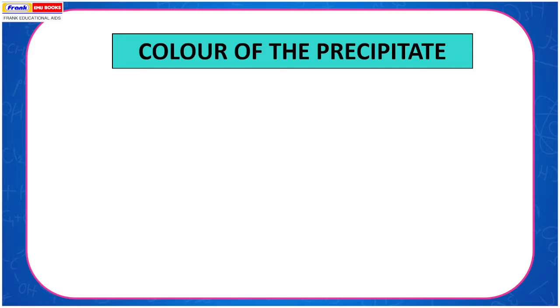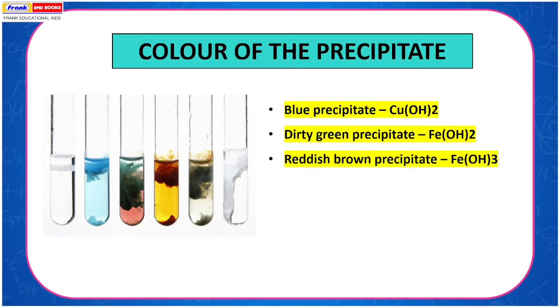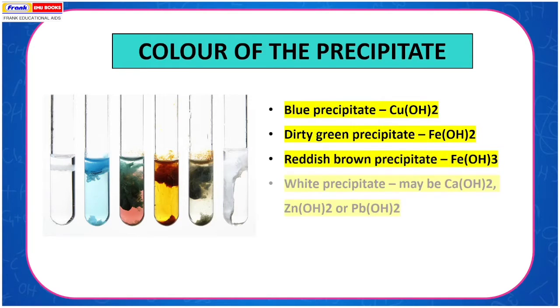Color of the precipitate: blue precipitate, copper hydroxide; dirty green precipitate, iron(II) hydroxide; reddish brown precipitate, Fe(OH)3; white precipitate, maybe calcium hydroxide, zinc hydroxide, or lead hydroxide.